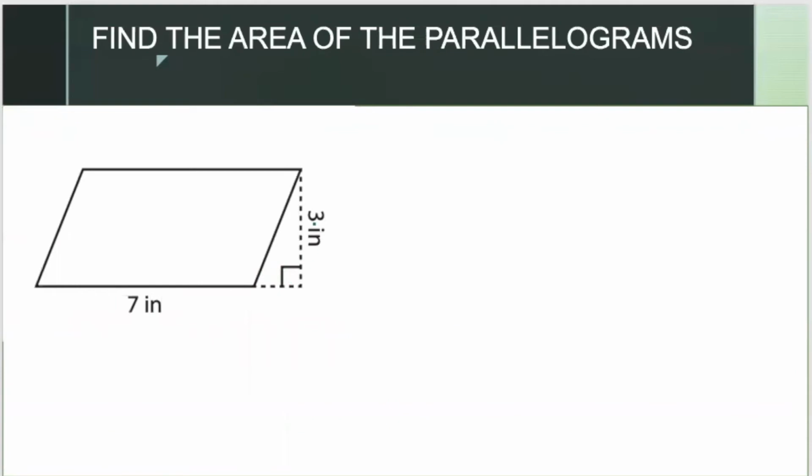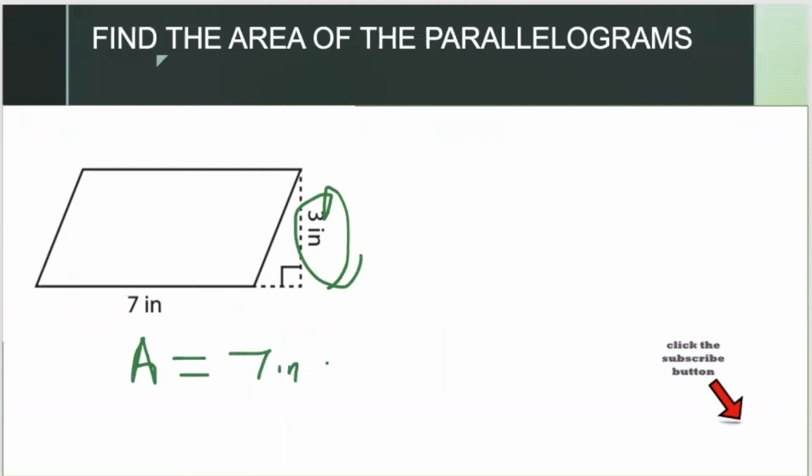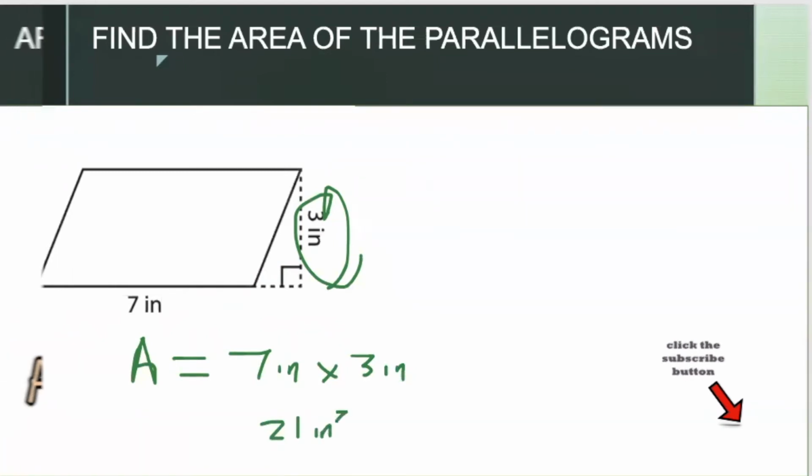Same case here. This will represent the height of the parallelogram. So if I'm finding the area, I am going to say 7 inches times 3 inches to give me 7 times 3 is 21. So 21 inches square.